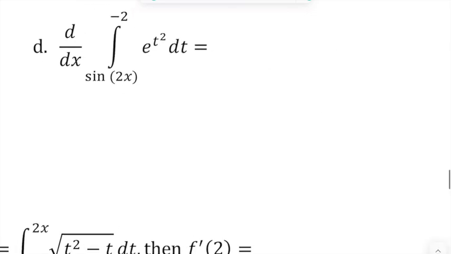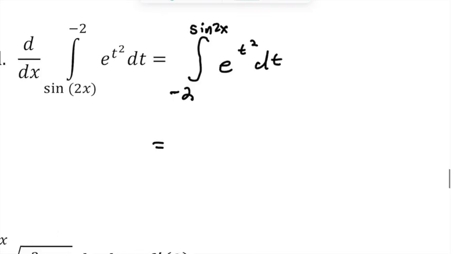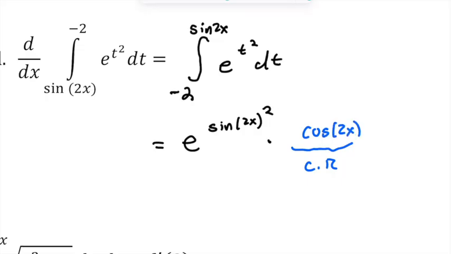Part D, we need to do our trick. We're going to have to reverse these boundaries. So we're going to plug in sine of 2x for t. And then by chain rule, we need to take the derivative of sine of 2x. So the derivative of sine is cosine of 2x. And then we have a second chain rule.